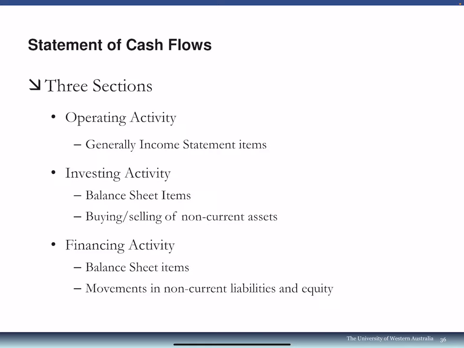So there are 3 sections in the statement of cash flows, as we saw from that example. Operating activity, which is generally income statement items. So the income statement items go into your operating activity. And investing activity contains balance sheet items and buying and selling of non-current assets. And financing activity also has balance sheet items, which is the movements in non-current liabilities and equity, the financing activity, right?